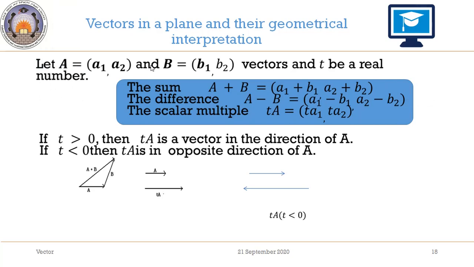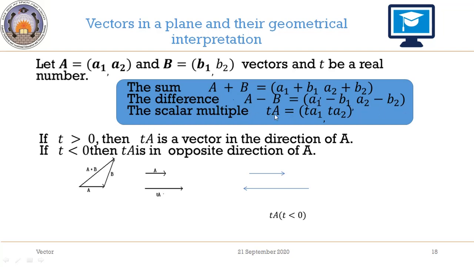This is the definition of the sum, difference, and scalar multiplication of vectors. Let A and B be vectors in two-dimensional space with coordinates (a1, a2) and (b1, b2), and let t be any real number. Then the sum A plus B is equal to (a1 plus b1, a2 plus b2). The difference A minus B is equal to (a1 minus b1, a2 minus b2).